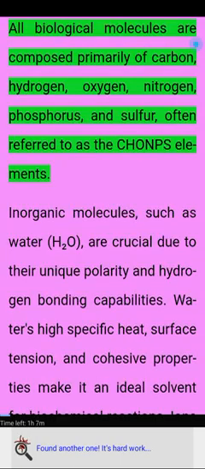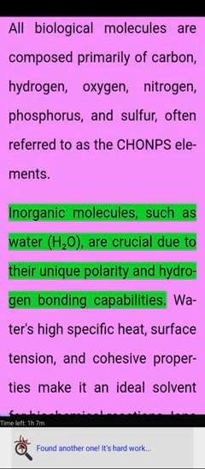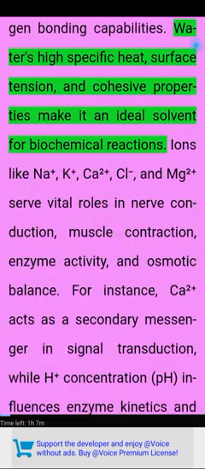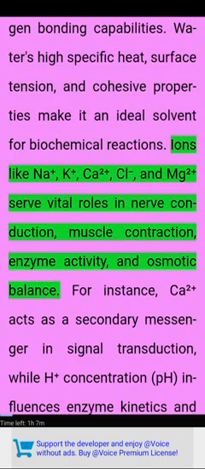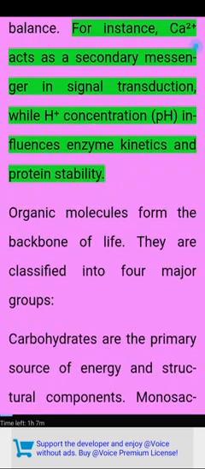All biological molecules are composed primarily of carbon, hydrogen, oxygen, nitrogen, phosphorus, and sulfur, often referred to as the CHONPS elements. Inorganic molecules, such as water (H2O), are crucial due to their unique polarity and hydrogen bonding capabilities. Water's high specific heat, surface tension, and cohesive properties make it an ideal solvent for biochemical reactions. Ions like Na+, K+, Ca2+, Cl-, and Mg2+ serve vital roles in nerve conduction, muscle contraction, enzyme activity, and osmotic balance. For instance, Ca2+ acts as a secondary messenger in signal transduction, while H+ concentration (pH) influences enzyme kinetics and protein stability.